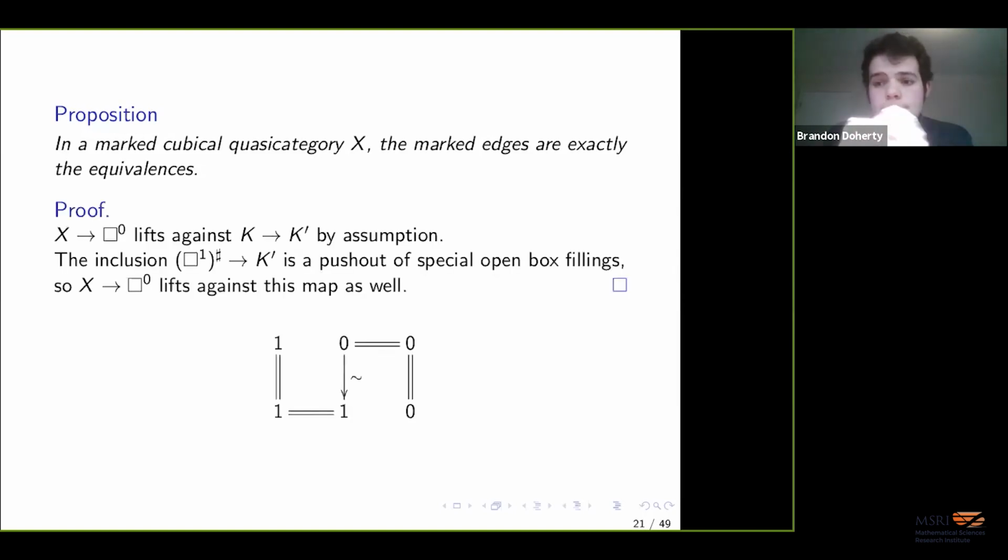So how can we show that? Well, by definition of a marked cubical quasi-category, it will have the right lifting property against the inclusion of K into K prime, so that shows every equivalence is a marked edge. Now to show that every marked edge is an equivalence, meaning factoring through K, we can show that they have the right lifting property against the inclusion of that marked middle edge into K prime. We can see that from the fact that this map is a push out of special open box fillings. So here I've drawn box 1 sharp with some degenerate edges indicated to form special open boxes. And then we can fill these special open boxes to construct K prime, that is K with the middle edge marked.